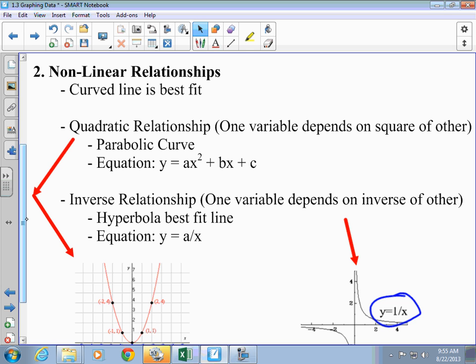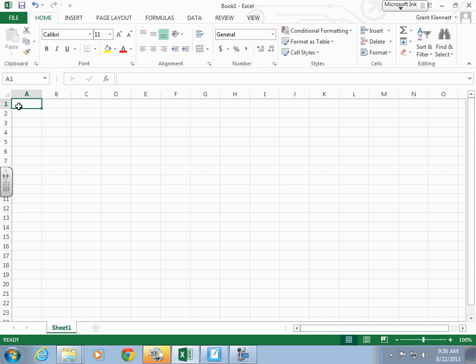So 3 types of relationships. Linear is a straight line. Then there are 2 types of nonlinear: quadratic and inverse. Now, your assignment, which we will do in class, is to graph multiple problems. If you do this in school, I believe all the computers are updated with the latest version of Excel. Not Windows 8, but Windows 7, and 2013 Excel. I think all the computers have this. If not, the 2010 version is very similar.